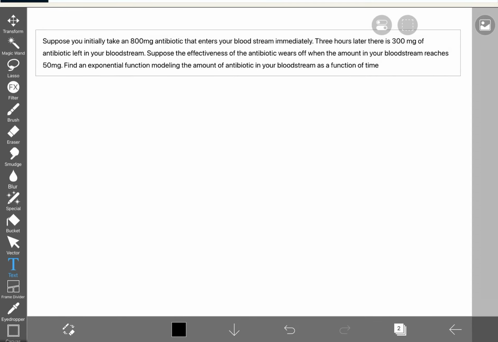Hello guys, welcome back. Today we're going to be going over functions, and basically we're doing exponential functions, and for this one specifically we're modeling antibiotics.